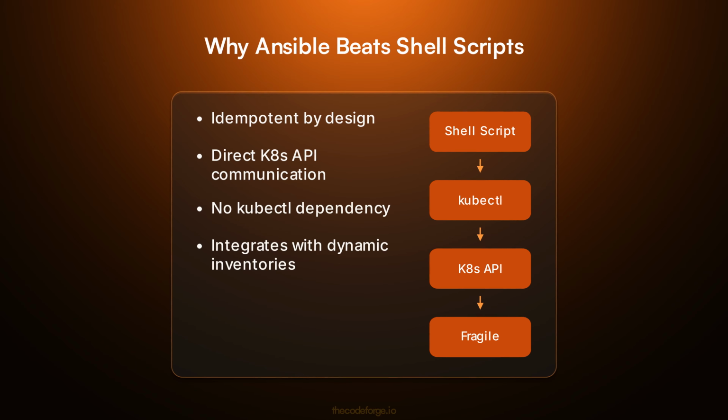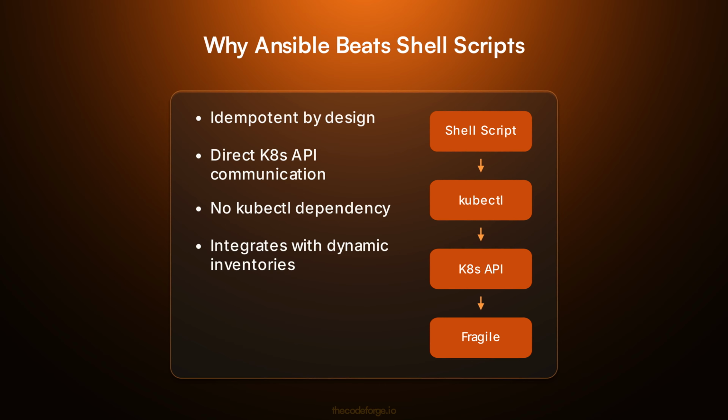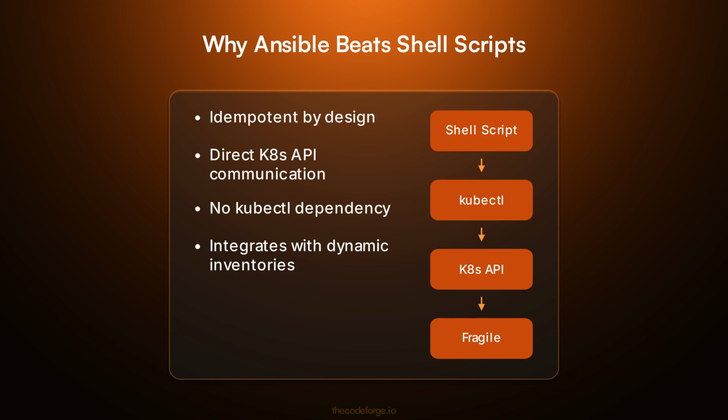Shell scripts with kubectl are fragile and error-prone. Ansible gives you idempotency out of the box. Run the same playbook 10 times, get the same result. The K8s module communicates directly with the Kubernetes API, skipping the kubectl binary dependency and providing proper error handling.